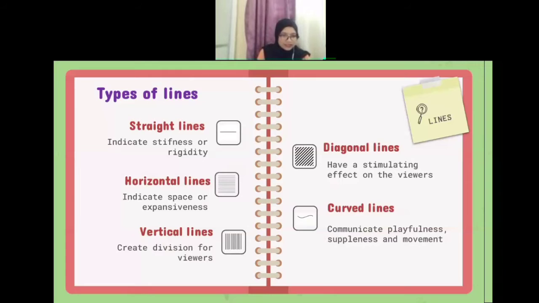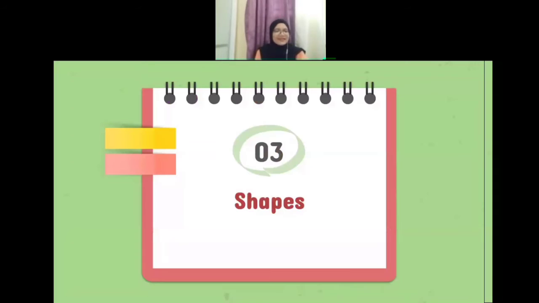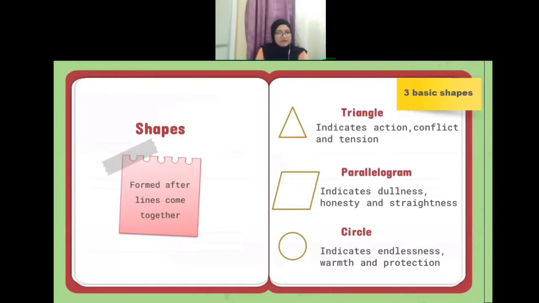The last one is curved lines. They communicate playfulness, suppleness, and movement. So that's why I said a line can evoke our emotional response. When we see different types of lines, we will have different emotions, different perceptions about the picture. Okay, the last one is shapes.